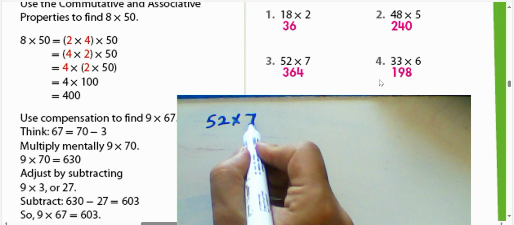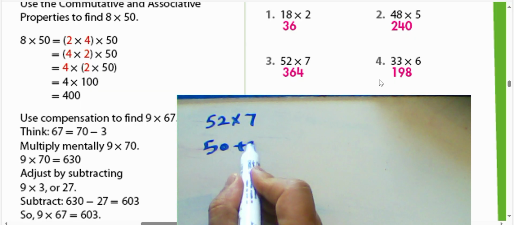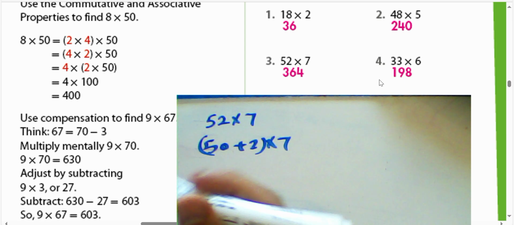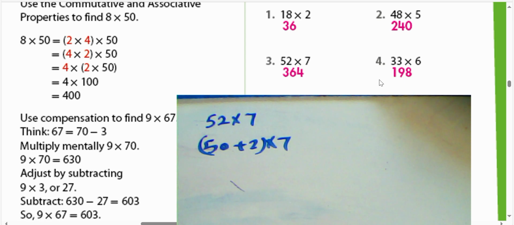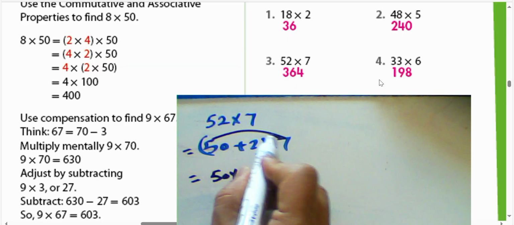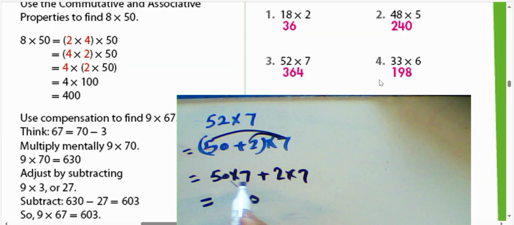52 times 7. It will be 50 plus 2, multiplied by 7. 50 times 7 plus 2 times 7. 50 times 7 is 350, and 7 times 5 equals 35. 2 times 7, 14. You can add together, 1 plus 5, 6. Then the result will be 364.